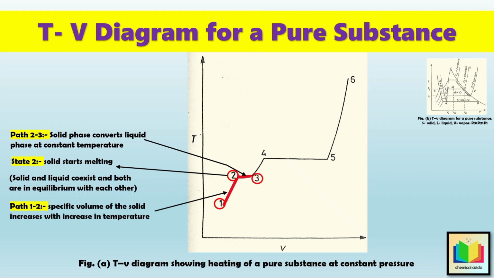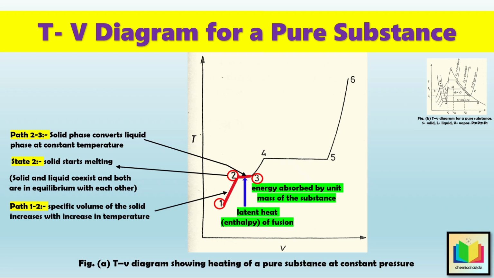So during this path 2 to 3, phase changes occur from solid to liquid, and hence energy is absorbed to convert the solid into liquid at the same temperature. Hence, the amount of energy absorbed by unit mass of the substance for the complete conversion from solid phase to liquid phase at the same temperature is called the latent heat or enthalpy of fusion.